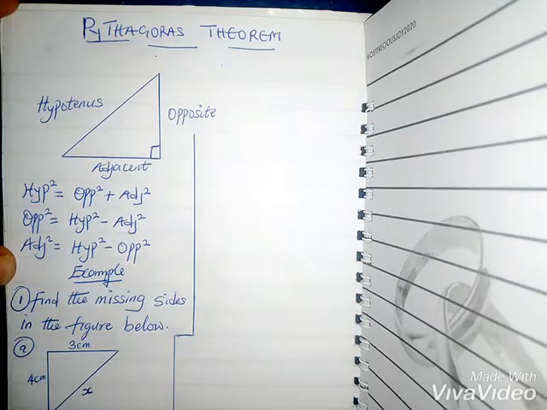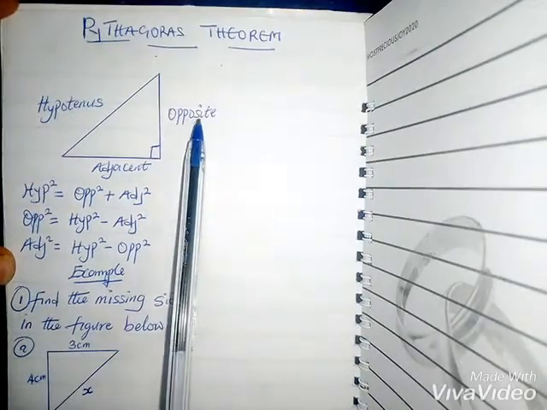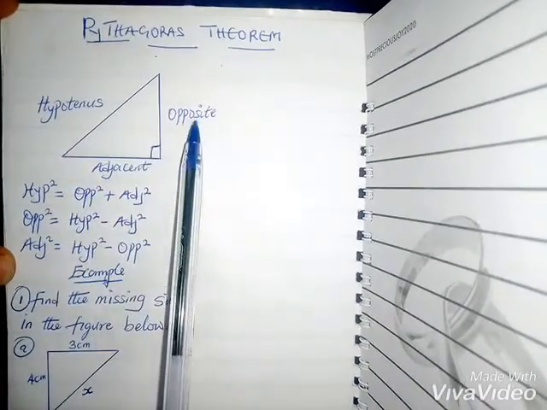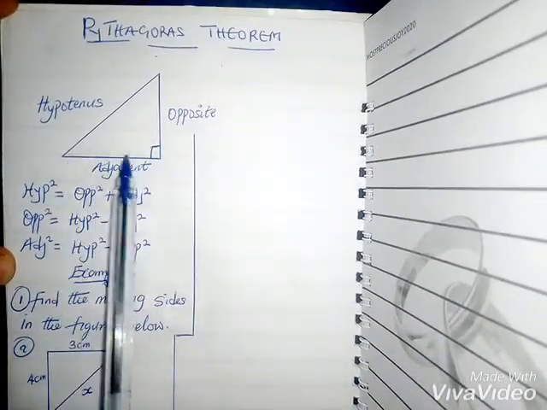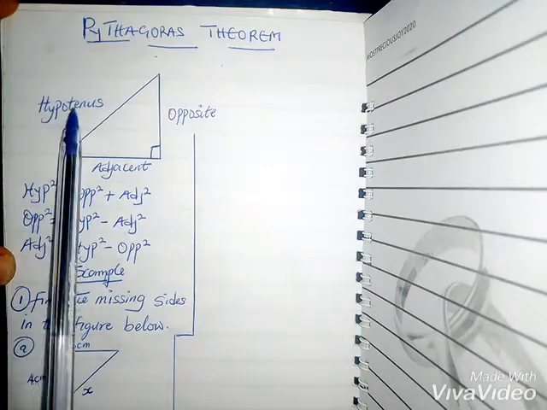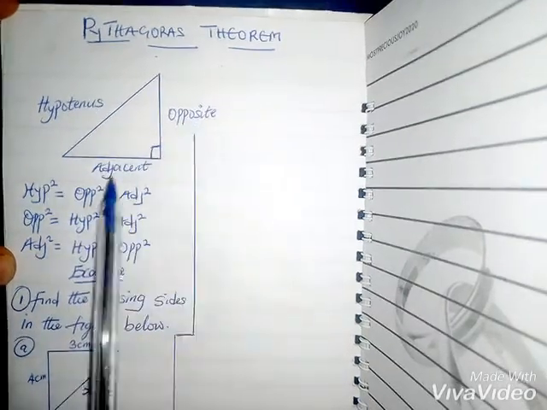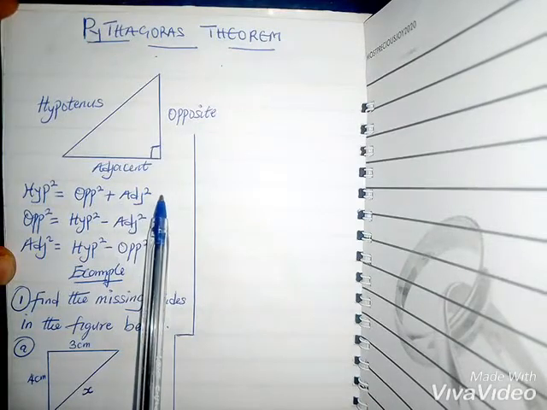Now the longest side of the right-angled triangle is known as the hypotenuse, and the side facing the given angle is the opposite, while the linking line serves as the adjacent. Now, from the theorem, the hypotenuse square, which is the longest side, is equal to the sum of the opposite square and the adjacent square.